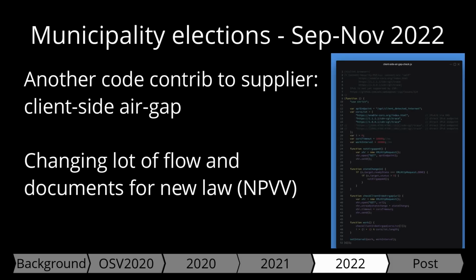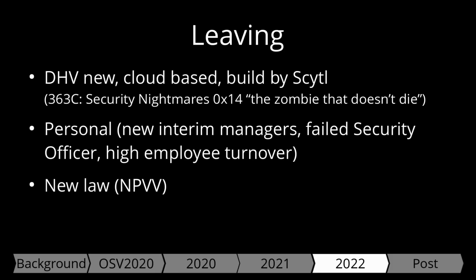It indeed wasn't according to the standards, but it worked. So he had a better idea of using WebRTC and checking if you have a public IP address. Eventually that was used. So thanks, programmer dude. And we changed a lot of flow documentation for the new law.